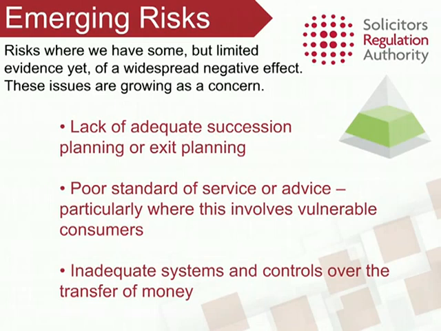The second emerging risk is around poor standards of service or advice, particularly where this involves vulnerable consumers. There's evidence from SRA research and research by our stakeholders that there are certain groups in society who may receive a poor standard of service or advice from their solicitor, and that they are particularly vulnerable to negative effects from this. And finally, inadequate systems and controls over the transfer of money. This is around the systems that firms have to protect against things like money laundering, fraud and terrorist financing.